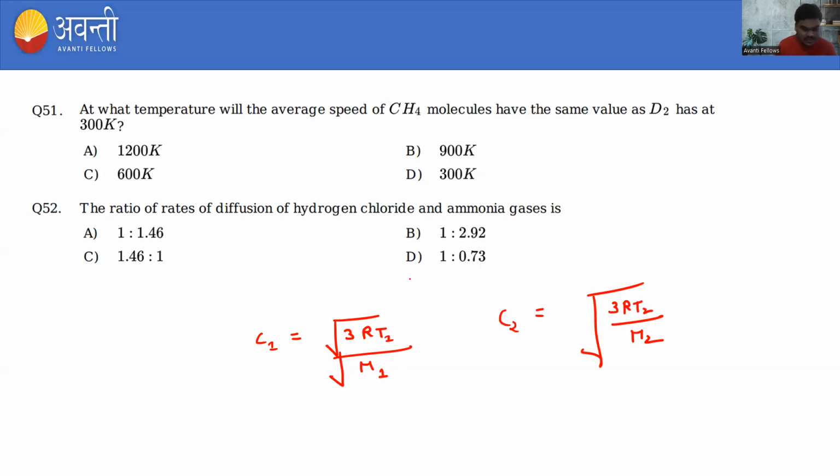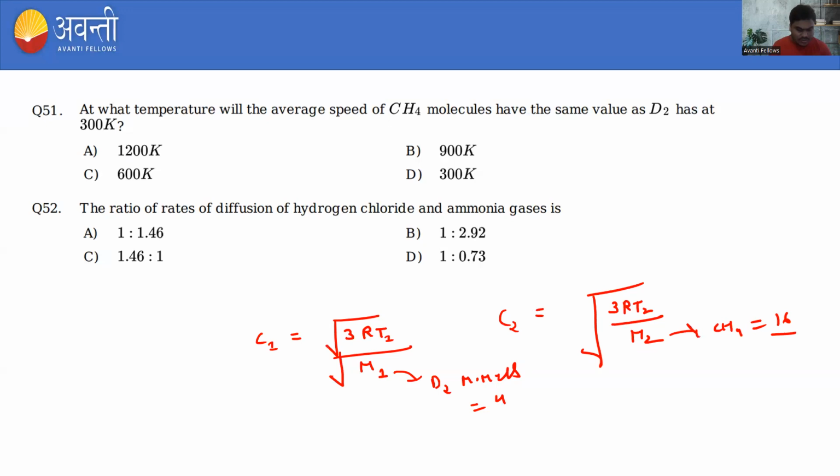So M1 is the molecular mass of D2, which we know is 4. And what is M2? M2 is the molecular mass of CH4. So what is the value of M1? The value is nothing but 4. And similarly, M2 is the molecular mass of CH4, which is equal to 16.